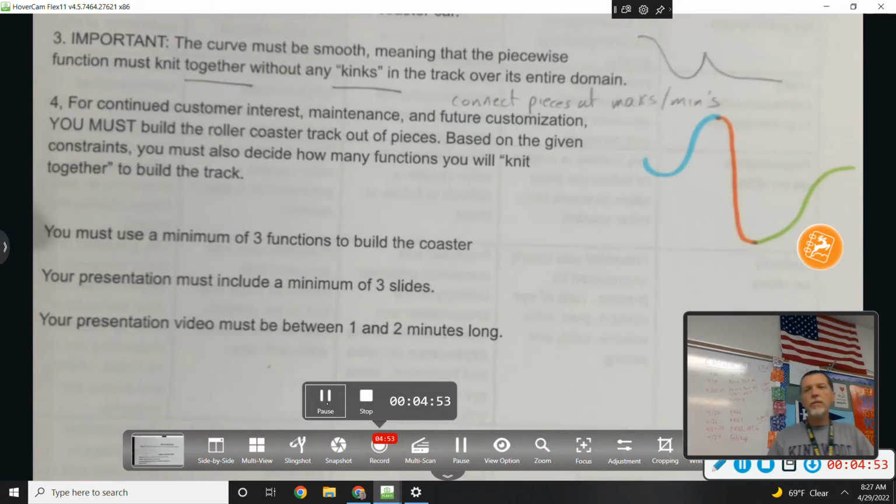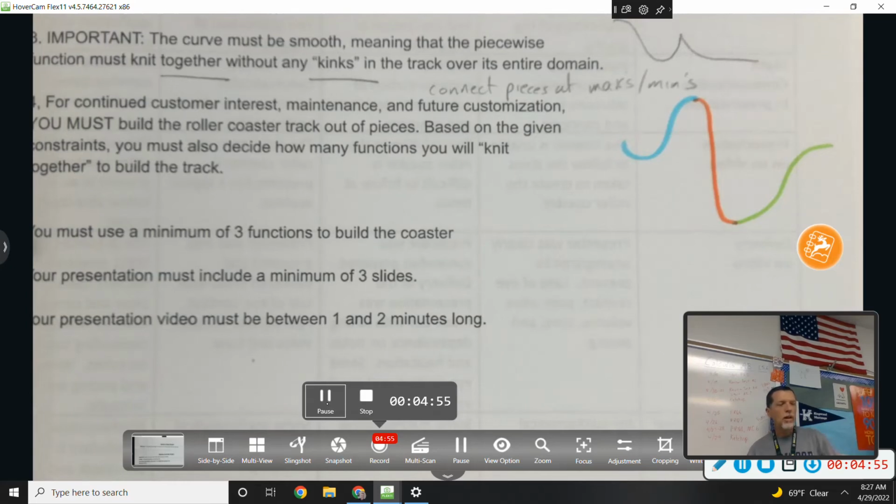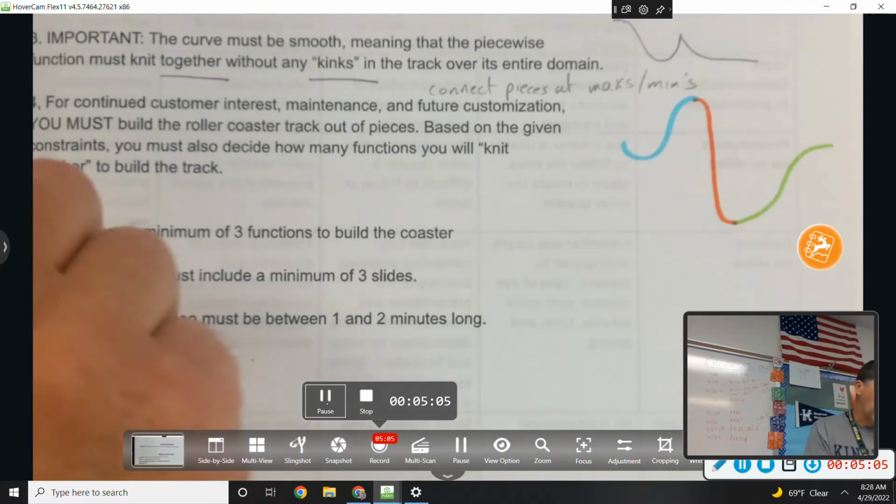So that's 3 different functions. But again, if you match them at the peak or the valley, you won't have to really worry about the kink problem. It's a lot easier to do that way.